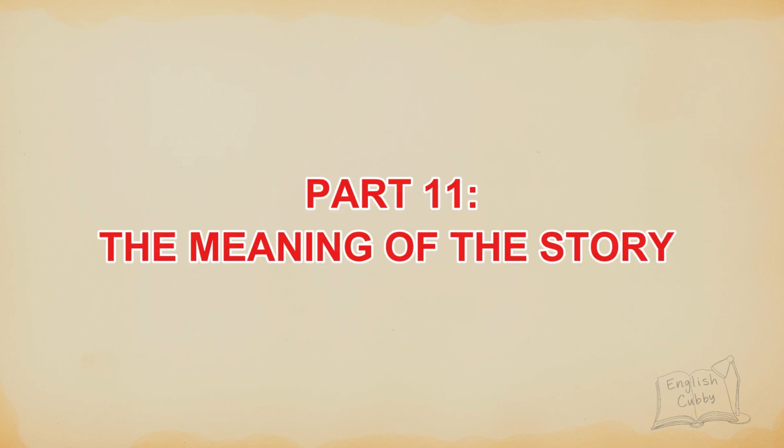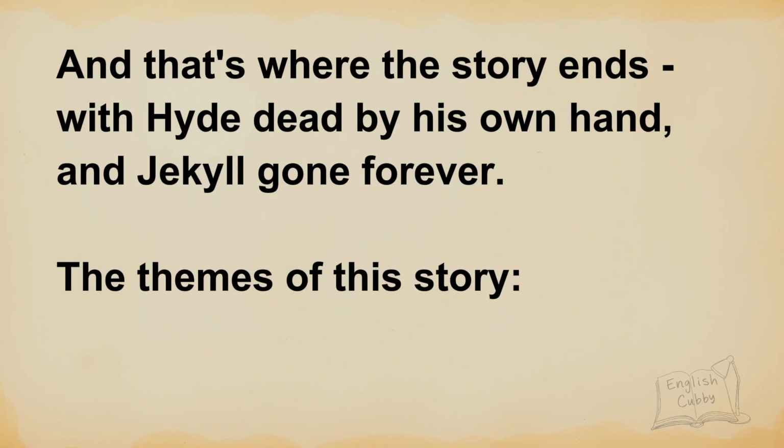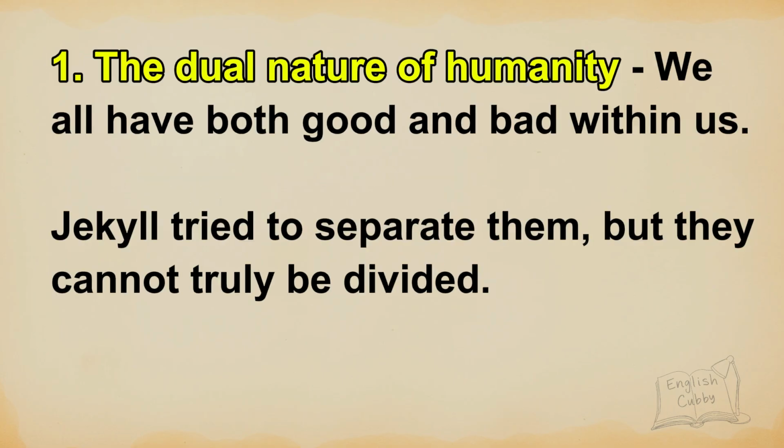Part 11. The meaning of the story. And that's where the story ends, with Hyde dead by his own hand and Jekyll gone forever. The themes of this story. 1. The dual nature of humanity. We all have both good and bad within us. Jekyll tried to separate them, but they cannot truly be divided.